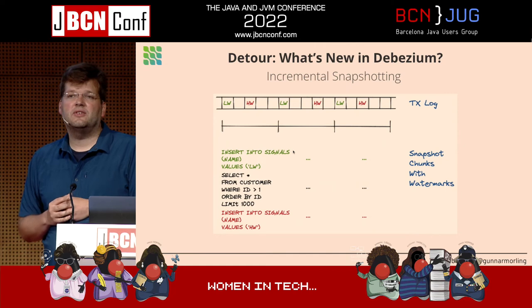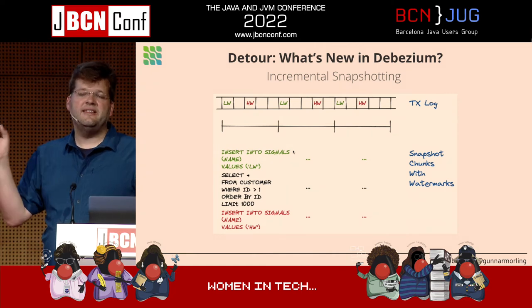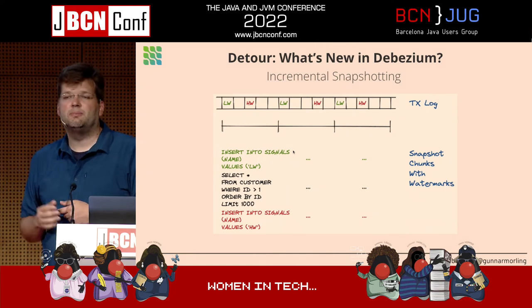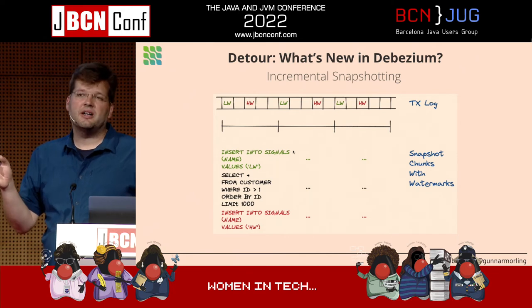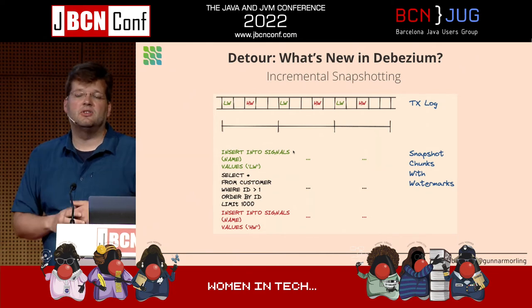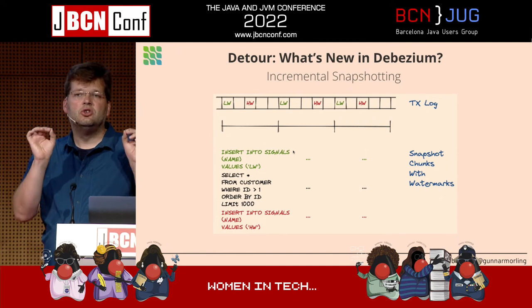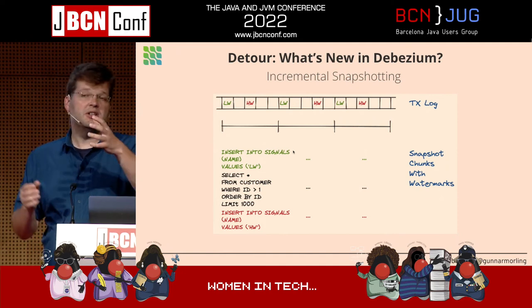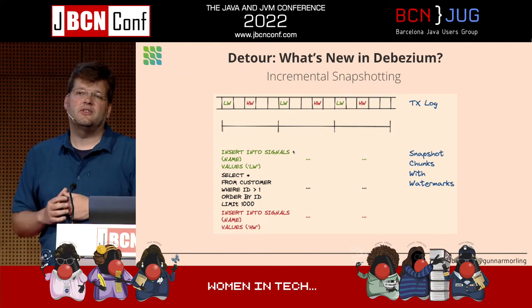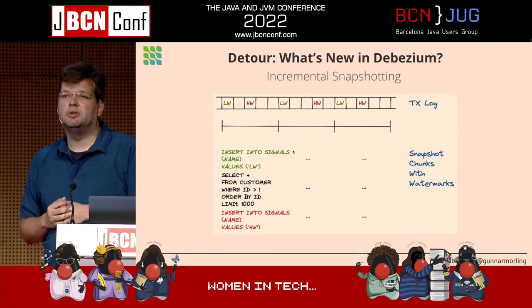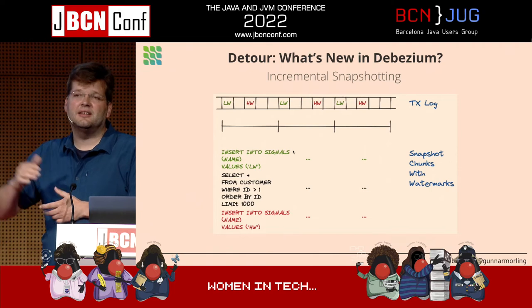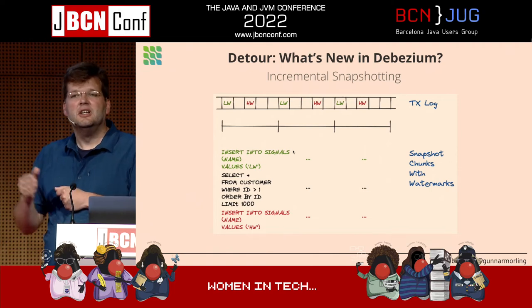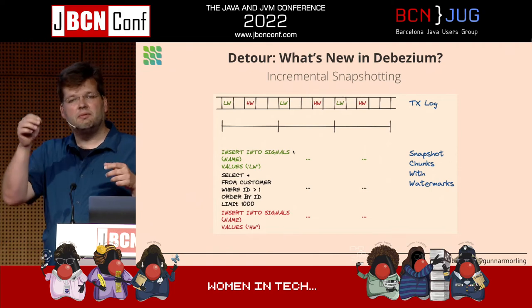And the way it works is essentially the connector will insert marker events into a specific table. And now those marker events, we will read them again back from the transaction log. And this allows us to correlate those changes which happen in the database anyways with those snapshot select chunks which we issue.